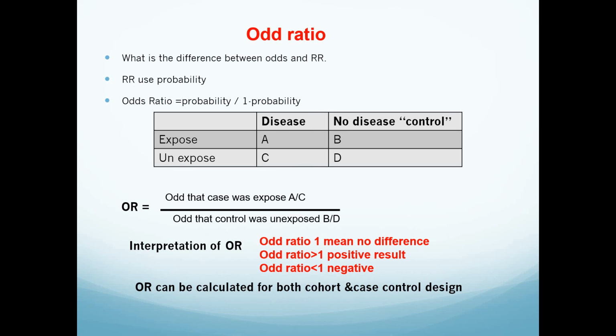Interpretation of odds ratio: if it is 1, that means no difference, like we said, numerator over denominator. If the answer is 1, there is no difference. Whereas an odds ratio more than 1 means there is a positive effect, and less than 1 is a negative effect. Remember that odds ratio can be calculated for both cohort and case control design, whereas relative risk cannot be calculated for the case control design.